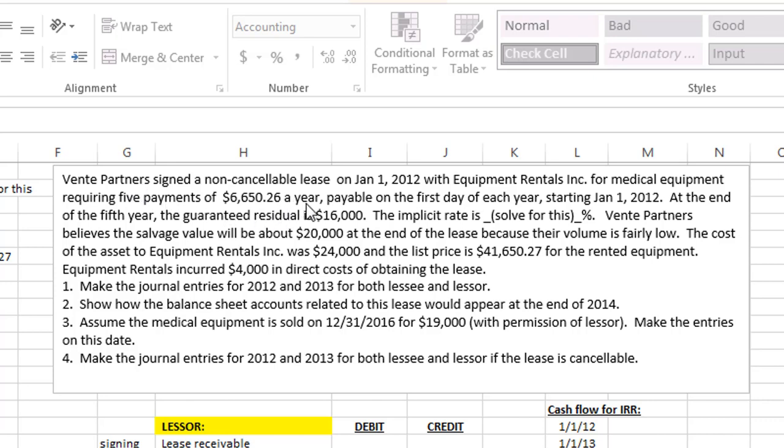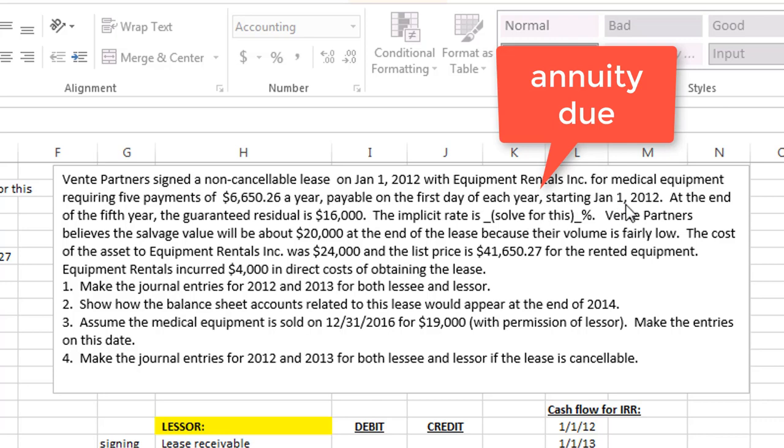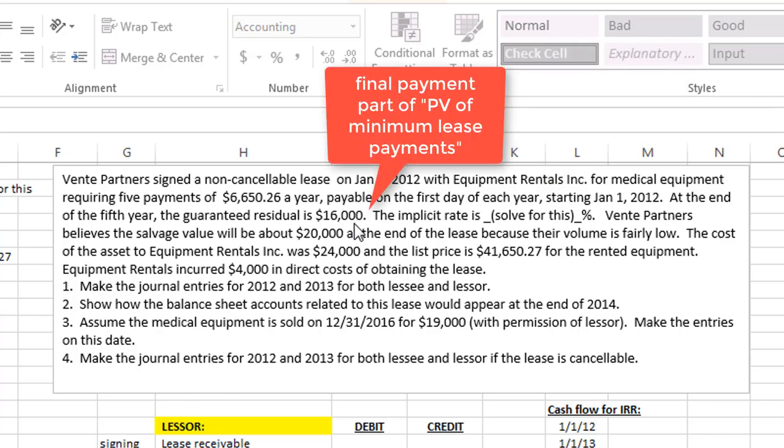There's going to be 5 annual payments. They're going to be payable on the first day of the year, so that would make an annuity due. All right, and the first payment is going to be at signing. And at the end of the 5th year, there's going to be a guaranteed residual of $16,000. That's not the same as a bargain purchase, but it will be a final payment that must be included in the present value of the minimum lease payments.